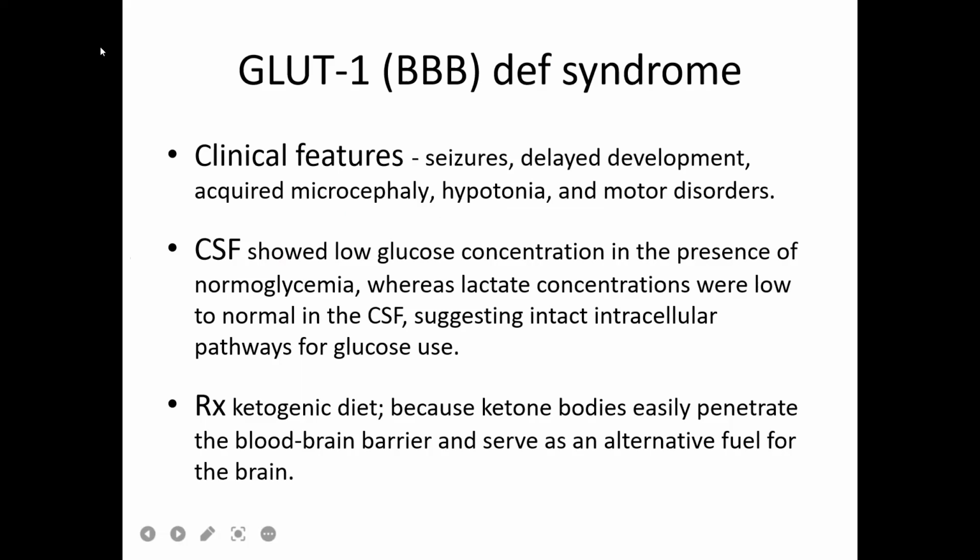Okay. So there is what you call GLUT1 deficiency syndrome, at the blood-brain barrier. Patients have neonatal issues. The GLUT1 deficiency causes low blood sugars in the CSF, and the patient has intact intracellular pathways, but the transport protein is not there. Treatment is ketogenic diet.